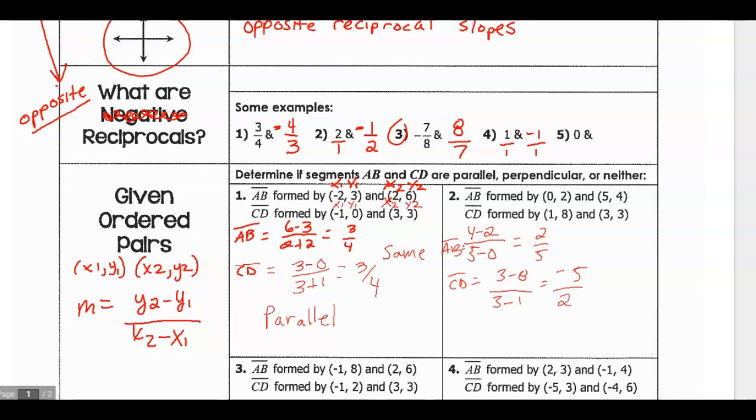So if we compare these two fractions here, one is 2/5, one is 5/2. So that part's taken care of. They're reciprocals. And one is positive, my 2/5, and one is negative. That makes them perpendicular.